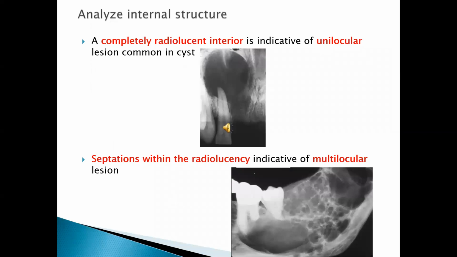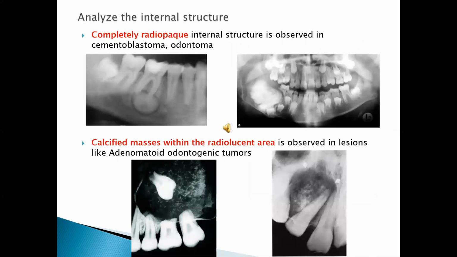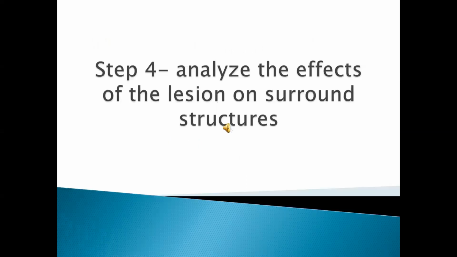A completely radiolucent internal structure is more common with a cyst, whereas radio-opaque septations and a multilocular appearance are more common with tumors. A completely radio-opaque structure is seen in conditions such as cementoblastoma or odontoma. In both these conditions, the internal content is completely whitish or radio-opaque. Also, calcified structures and displaced teeth within the lesion are commonly seen in one of the odontogenic tumors known as adenomatoid odontogenic tumor.